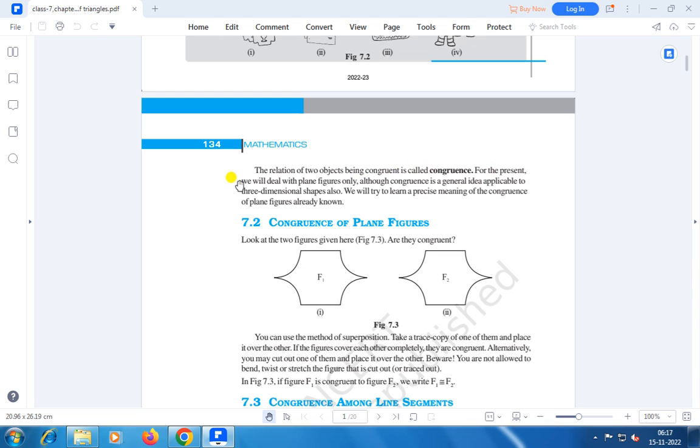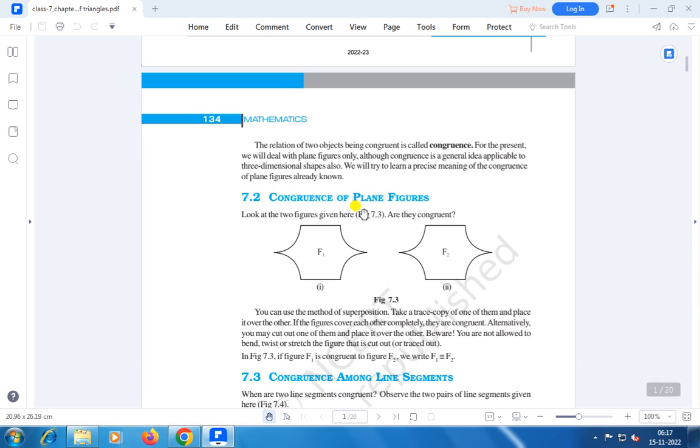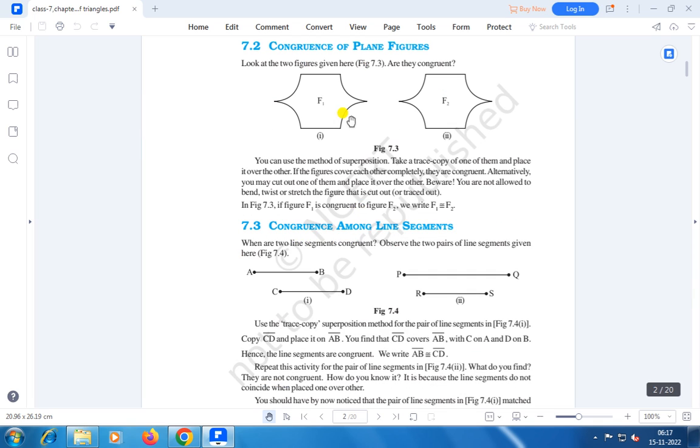For the present, we will deal with plane figures only, although the general idea of congruence is applicable to three-dimensional shapes also. We will try to learn a precise meaning of the congruence of plane figures. Here you see congruence of plane figures. If these plane figures completely superpose on one another, then we can say that F1 and F2 are congruent to one another. This is the symbol of congruence. F1 is congruent to F2.